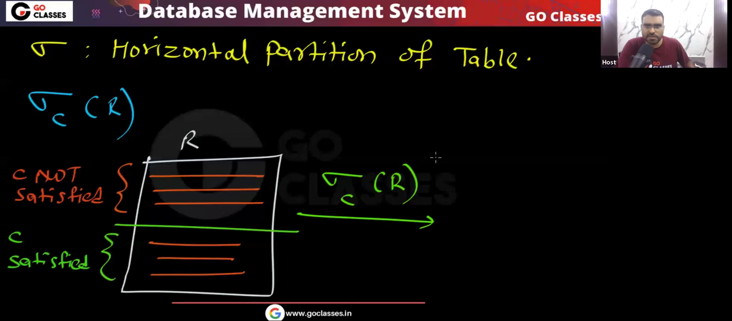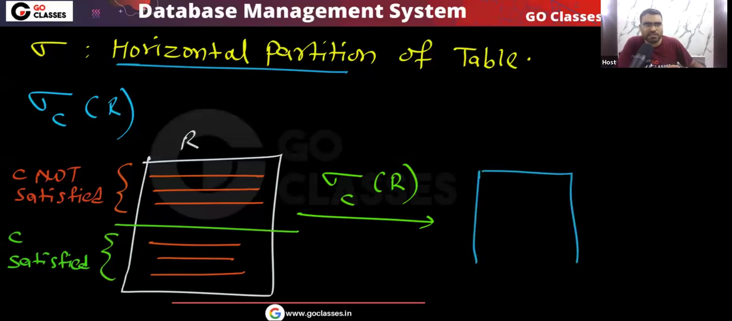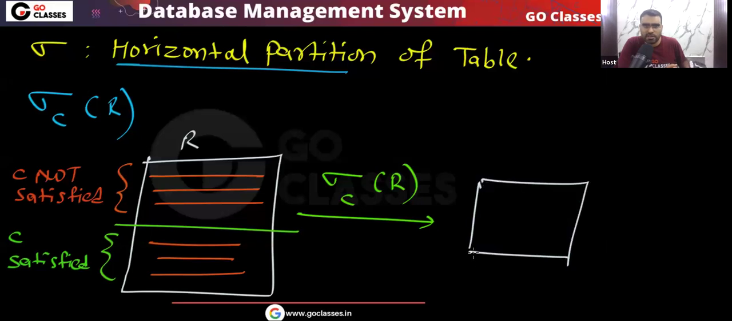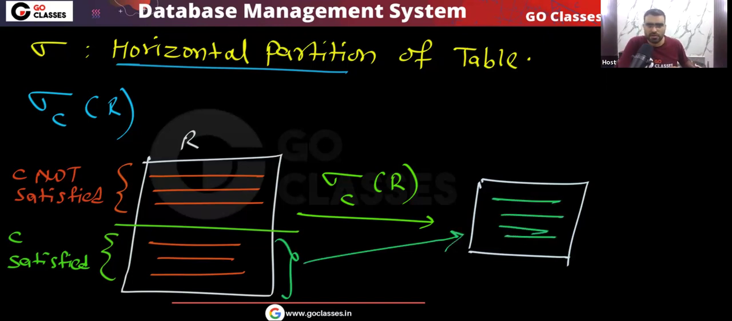So I can say that this selection operation is basically doing the horizontal partition of the table. I hope this point is clear. And in the output, you will have those tuples which satisfy condition C. Finally, you will have these tuples which satisfy condition C. These tuples will go to the output. Simple. So this is the idea.